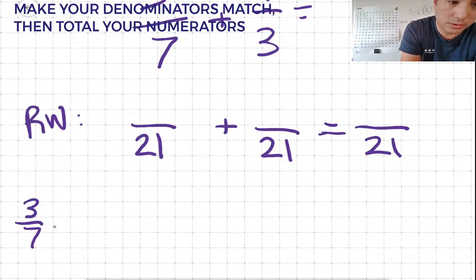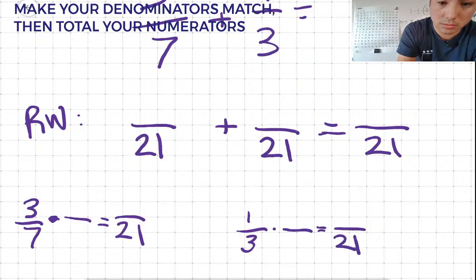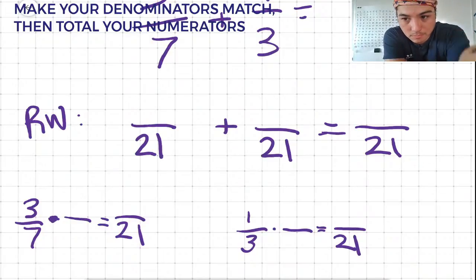3/7 equals how many 21sts? And 1/3 equals how many 21sts? 7 times what is 21? And 3 times what is 21? And then you're going to use that equivalent of 1 to expand your fraction.